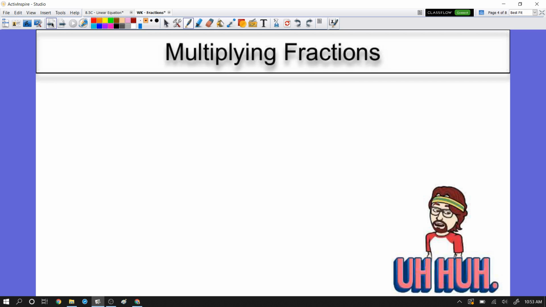I'm going to start with just a simple multiplying fractions as a review. Then I'm going to start multiplying with mixed numbers, whole numbers, fractions, and whole numbers. And then this can just be a reference point for you.